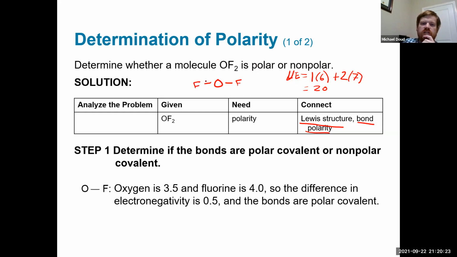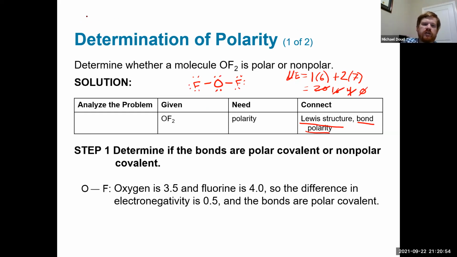Okay, so we do this as our skeleton structure. We use 4 electrons, so that leaves us with 16 valence electrons to distribute. Start with the outsides and give them octets. So this fluorine needs 6 more, and this fluorine needs 6 more. So we just used up 12 electrons, leaving us with 4. Oxygen still doesn't have an octet, so we're going to give it 4 more, and that exactly uses up our electrons. Cool. Okay, so that's our Lewis structure.